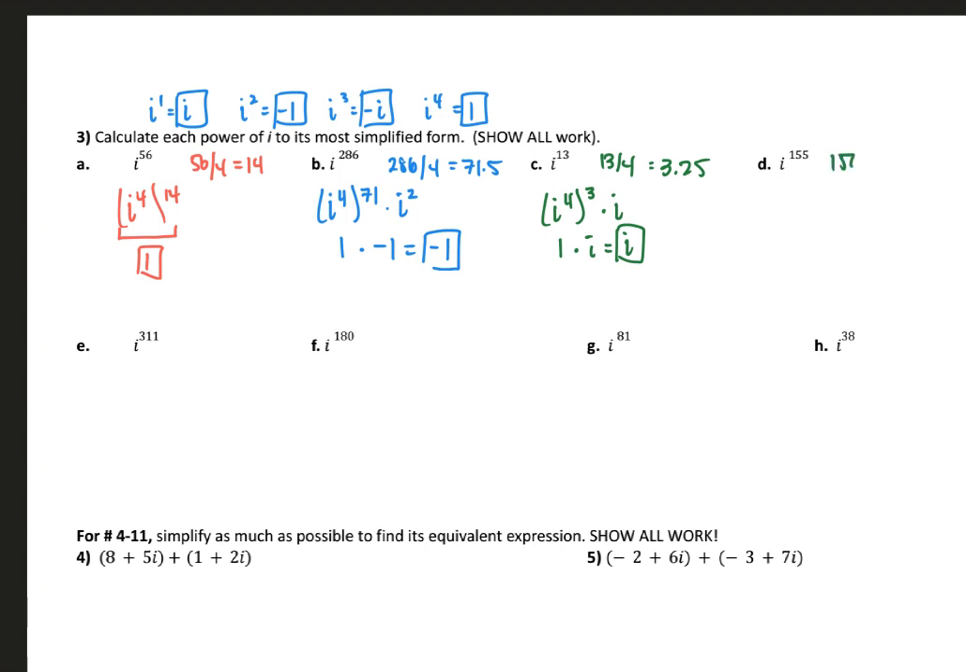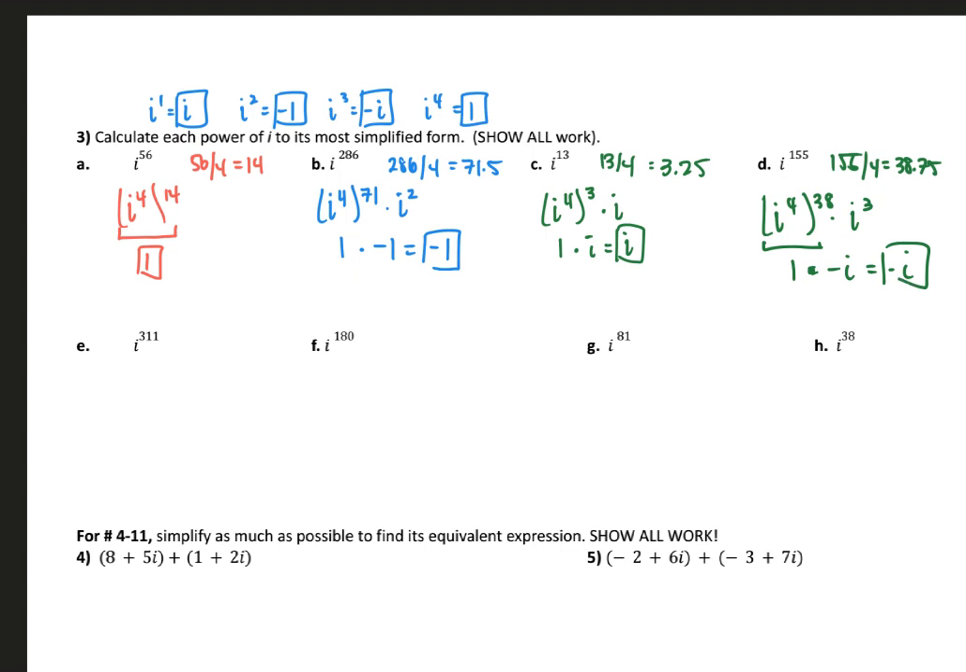Next one, we have 155 divided by 4, which gives us 38.75. So we can rewrite this as i to the fourth to the 38th power. But that's only going to get us to 152. To get to 155, we would need 3 more i's, so i to the third power. So we know that this whole part is equal to 1, and then we know that i cubed is negative i. So our final answer is going to be negative i.